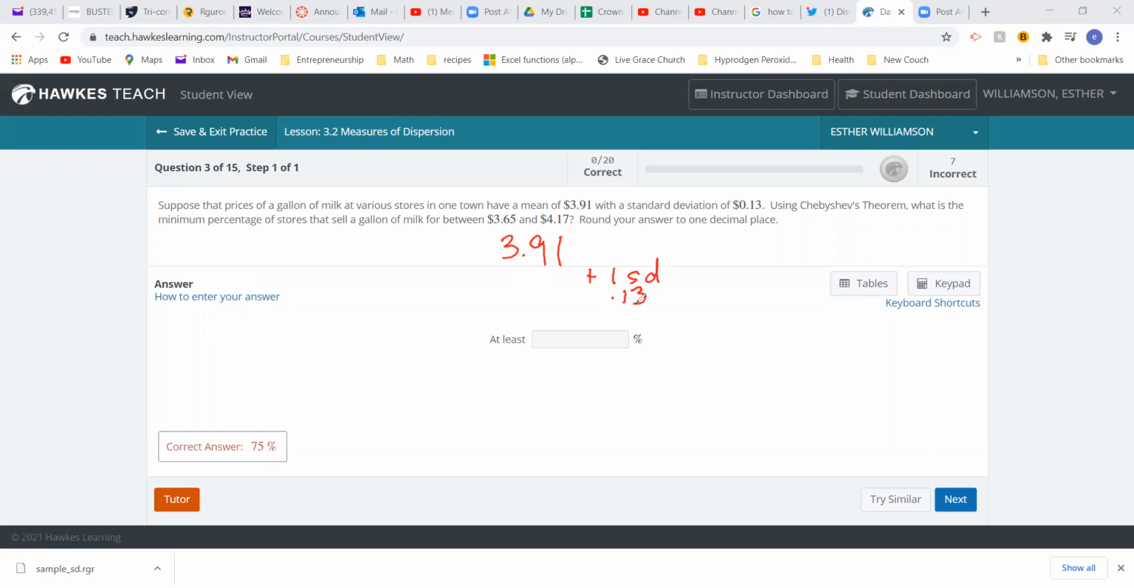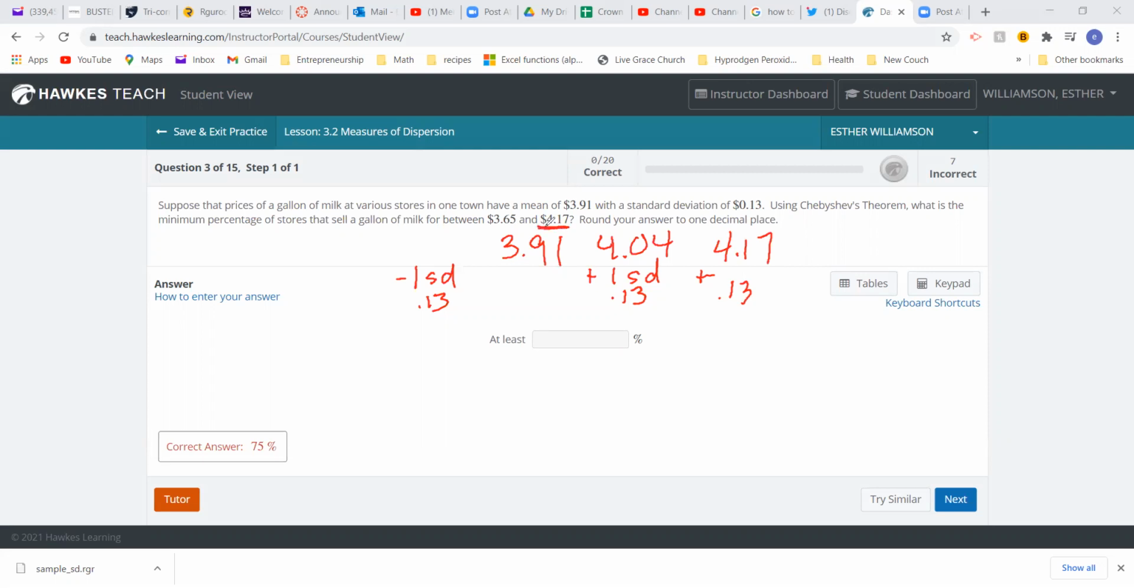So one way to do this is just to add and subtract 1 standard deviation. So I'm taking 3.91 and I'm adding, so you get 4.04, and then I'm going to add another one. So if I add another standard deviation, that's 4.17. So notice that's the value they're asking about.